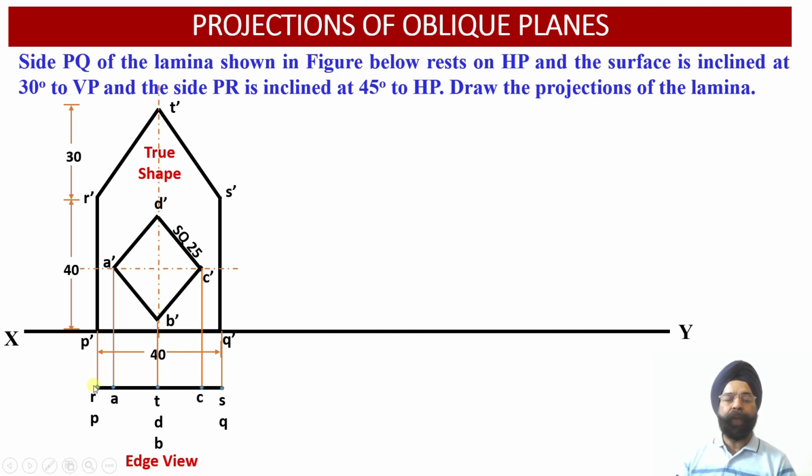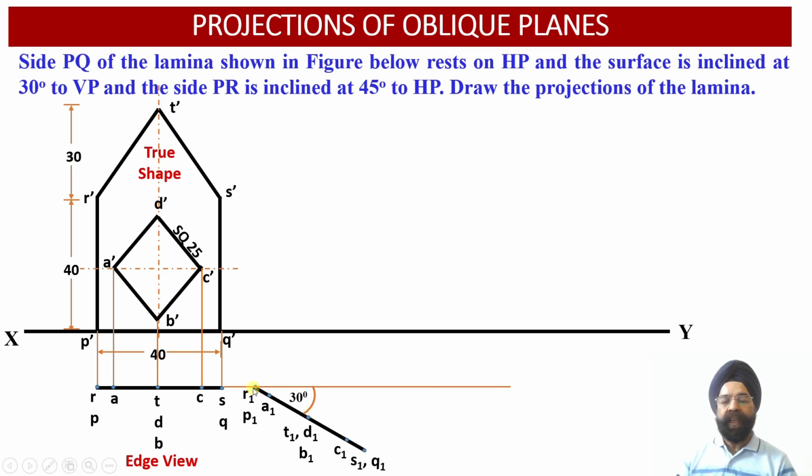Now, having obtained the top view projections in the form of edge view projections onto the horizontal plane, we know that the surface of this lamina is inclined at an angle of 30 degrees to the vertical plane. And here we have to now rotate this edge view which we have just obtained to an orientation of 30 degrees with respect to the vertical plane.